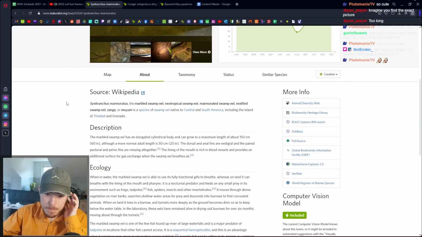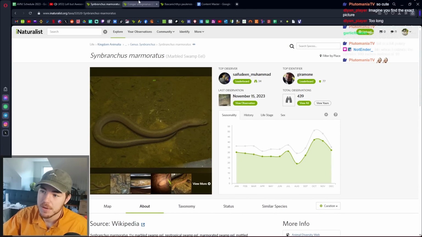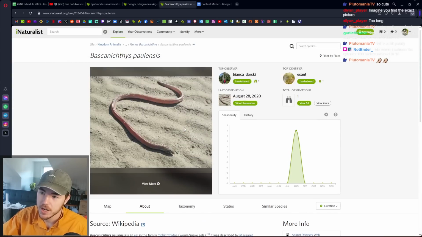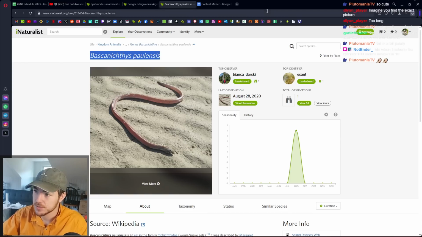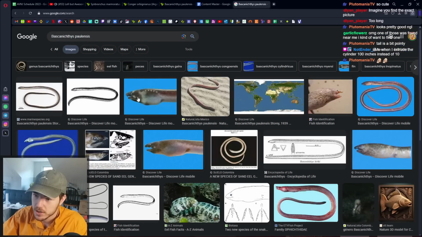So we have gone from a picture and a place and having absolutely no idea what the fish is that we're working with to three possible species, okay? We could have a marbled swamp eel, we could have an Argentine conger, or we could have Bassanichthys paulensis. All right, so the first thing I'm going to do is, because there's not a lot of good pictures of this fish on iNaturalist, I'm just going to put this fish into Google so I can look at it more.